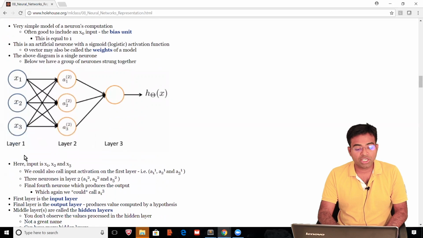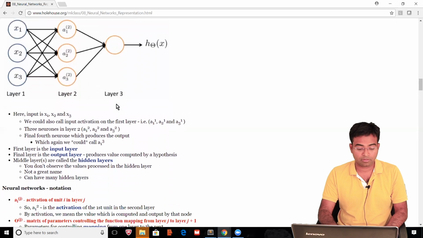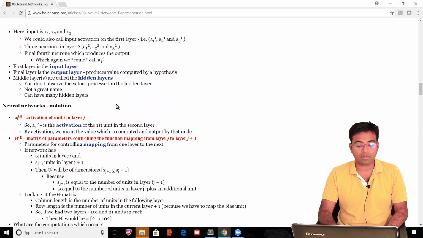It is 3 cross 4. The maths is: the next layer has 3 units, so 3, and the number of units in the previous layer plus 1. So 3 cross 4 is the total number of coefficients or weights. This layer is 1 cross 4. I believe now we understand how to calculate the number of coefficients between each layer. The total coefficients will be this plus this. We'll proceed further to understand these things.